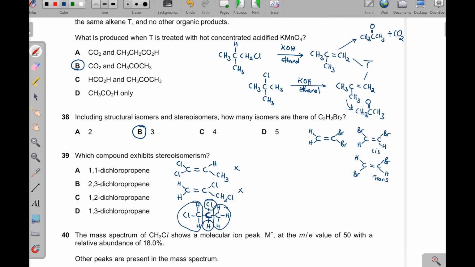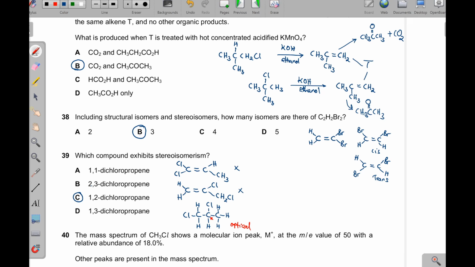They are all different. Since they are all different, this one here is a chiral center. And because there is a chiral center here, we can get stereoisomerism, which is actually optical isomerism. So this is optical isomerism, which is under what? Stereoisomerism. So I think that is even our answer. But let's check D.